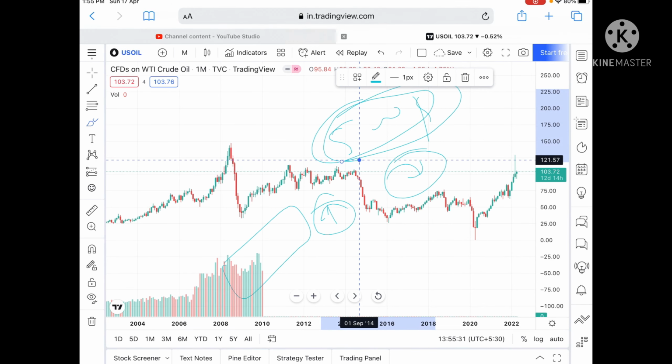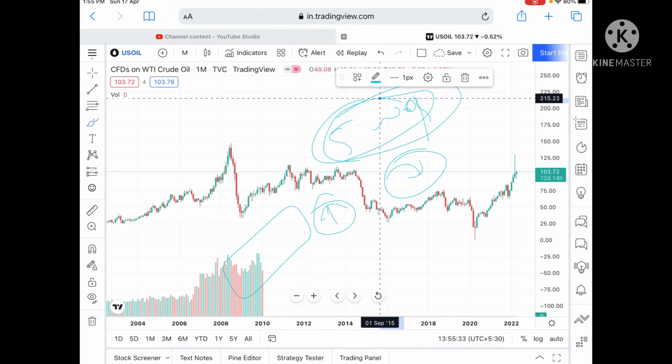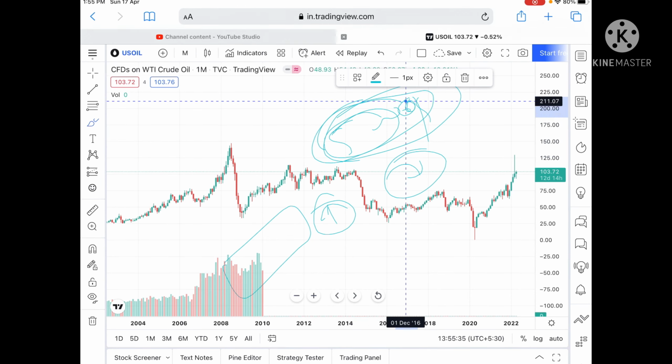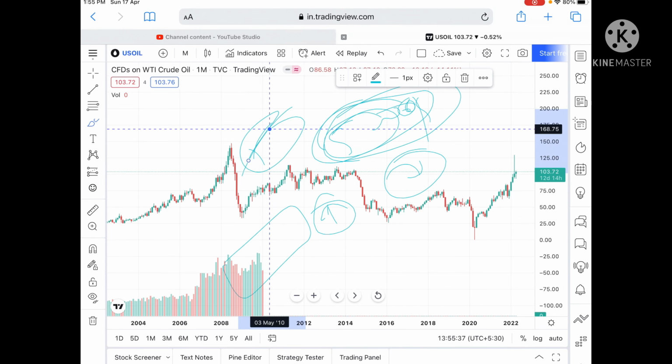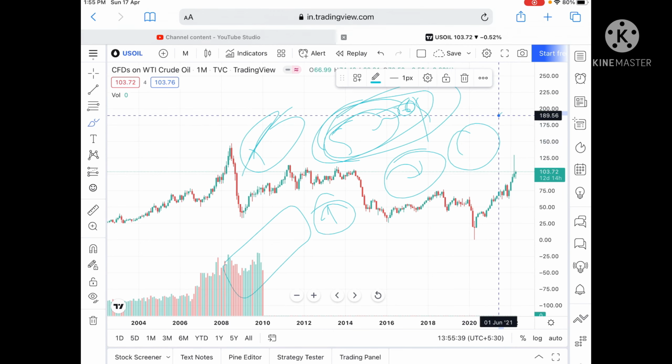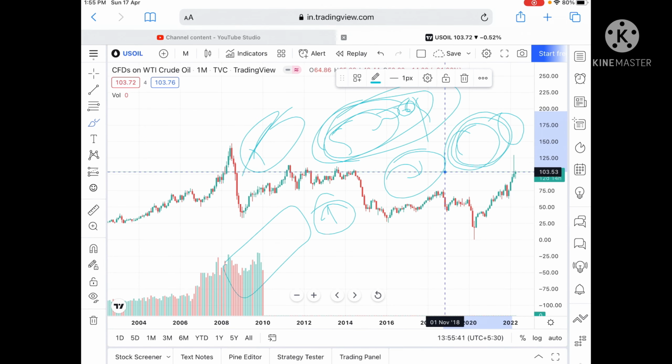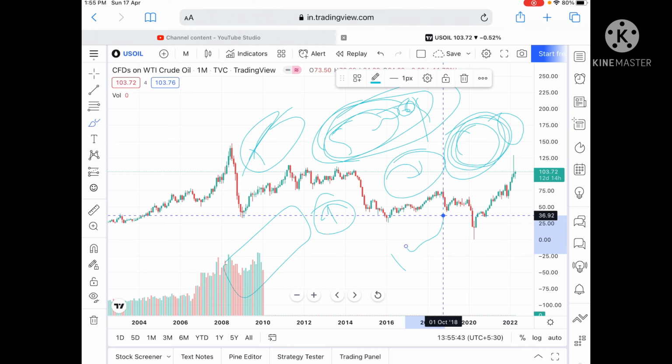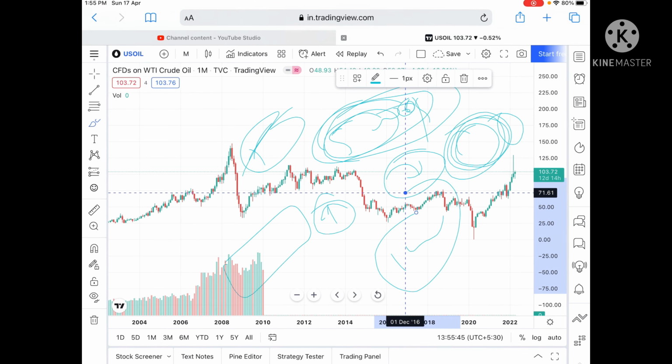What people mostly do, in order to recover the amount they lost, 5,000, 2,000, the next day they try to recover it, and for recovering that particular amount they lose the whole capital. This is what I teach in my workshop.